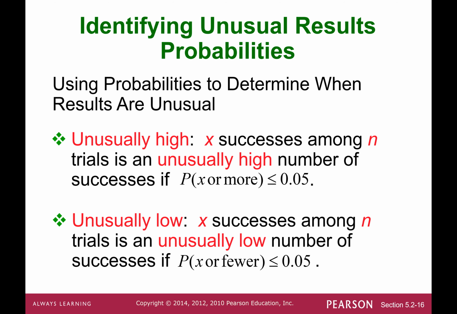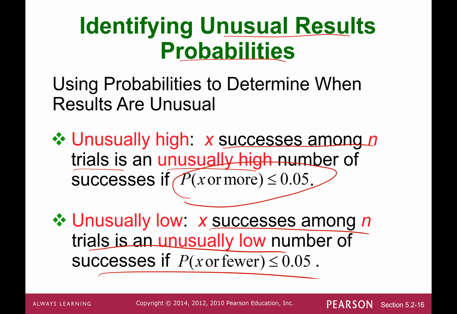Also, we can use other methods to identify unusual results. So unusually high: if x successes among n trials is an unusually high number of successes, if P of x or more is less than or equal to 0.05. And if the probability is very small, then it's probably not likely to occur. Also, it could be unusually low: x successes among n trials is unusually low.